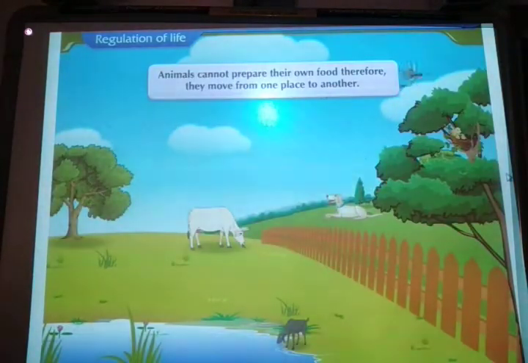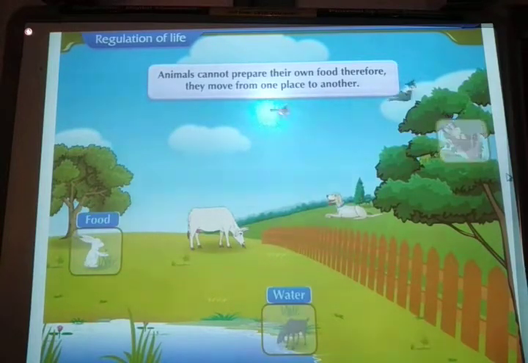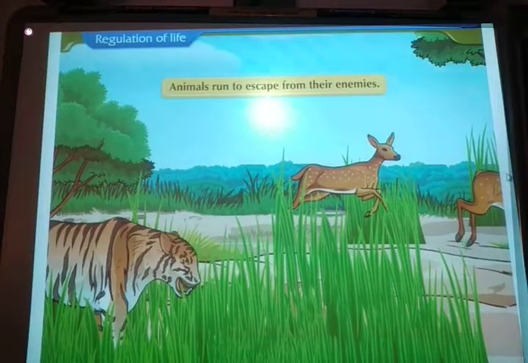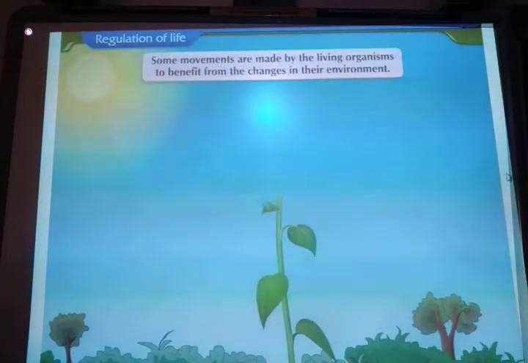As animals cannot prepare their own food, they move from one place to another in search of food, water, and shelter. They run to escape from their enemies. Some movements are made by the living organisms to benefit from the changes in their environment.